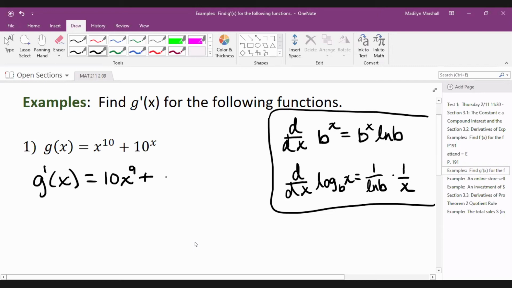Plus, how about 10 to the x? If it were 10x, it would be 10. But this is 10 raised to the x. Is it natural log of 10 then? That's a part of it. Ten to the x natural log of 10. Exactly, yes.